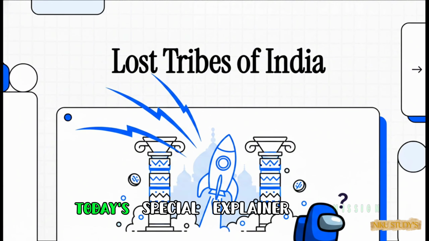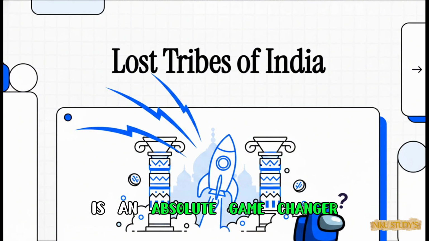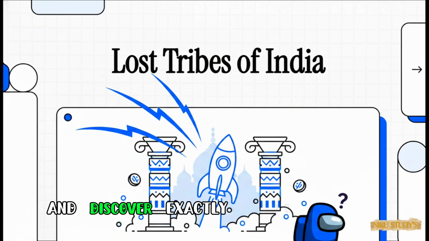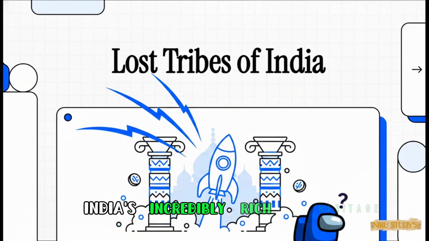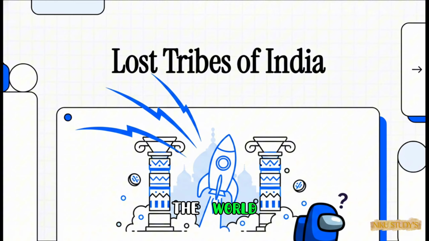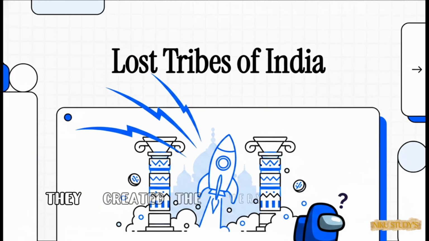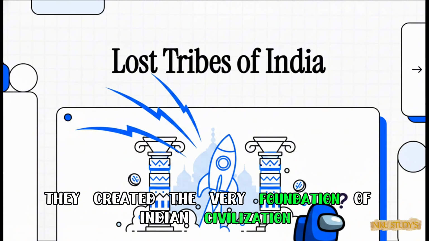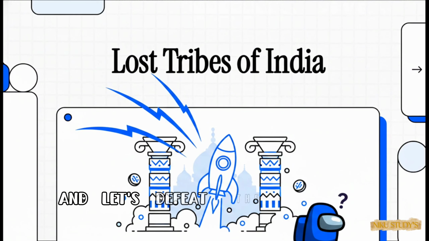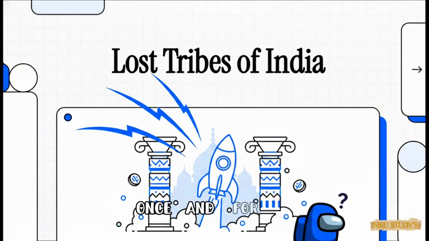Today's special explainer mission is an absolute game changer. We're going to uncover the ancient tribes of India and discover exactly how they shaped India's incredibly rich heritage. You know, thousands of years ago, various tribes arrived in India from all over the world. They brought their own cultures, their languages and beliefs, and together they created the very foundation of Indian civilization. So strap in, get your scanners ready, and let's defeat the imposter of confusion once and for all.